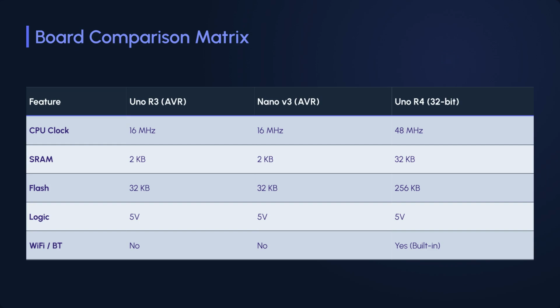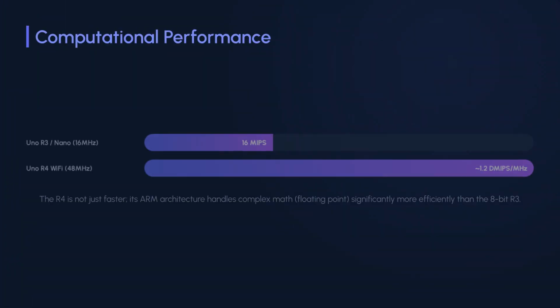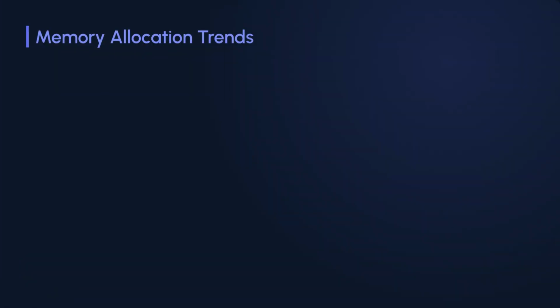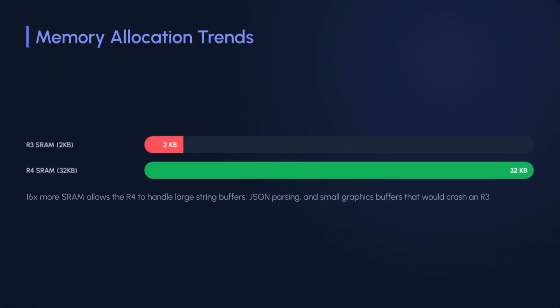This final matrix provides a comprehensive comparison of the technical specifications for the Uno R3, Uno R4 Wi-Fi, and Nano, allowing you to select the best board for your next project. Regarding computational performance, the R4 is significantly faster due to its ARM architecture, which handles complex floating-point math more efficiently than the 8-bit R3. In memory allocation, the R4's 16 times greater SRAM allows it to handle large data structures, such as string buffers and JSON parsing, that would typically cause the R3 to crash.